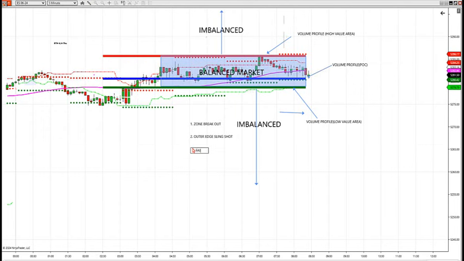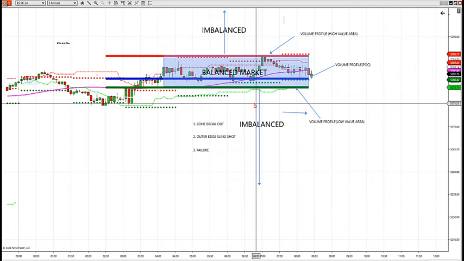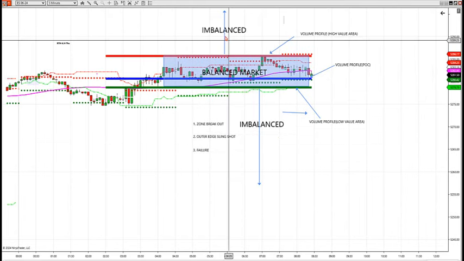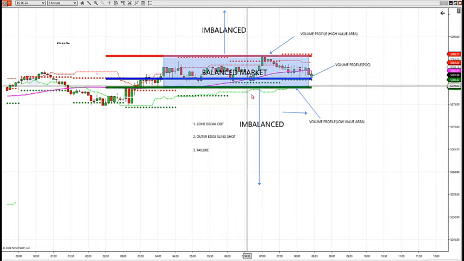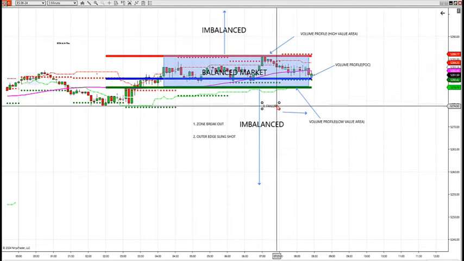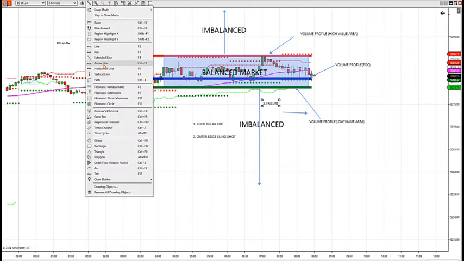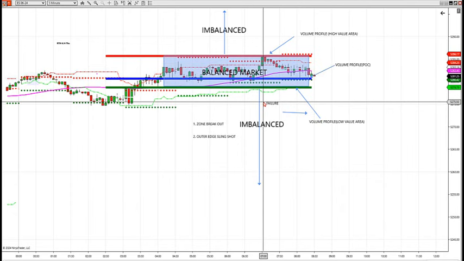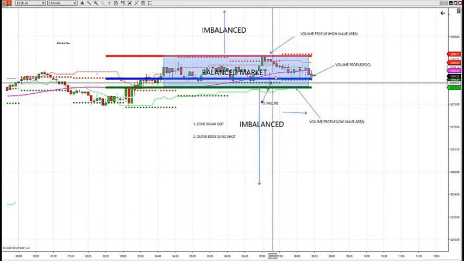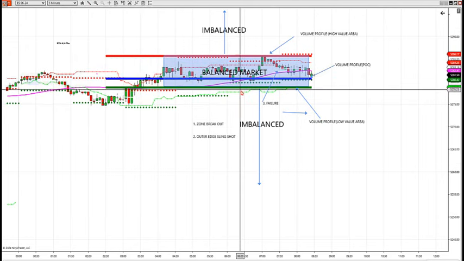The third setup is called a failure trade. So that's the last setup we looked for in the room. A failure trade, let's say you've been outside of an imbalanced market and you've been running hard up all day or running down hard day. A failure trade happens when you get back inside a profile. So let's say you've been outside of it all day or all morning or what have you.